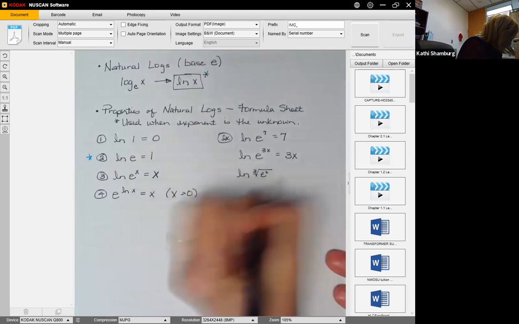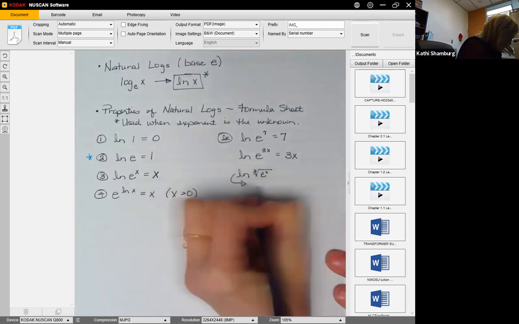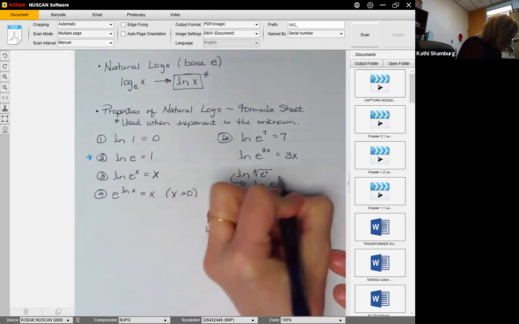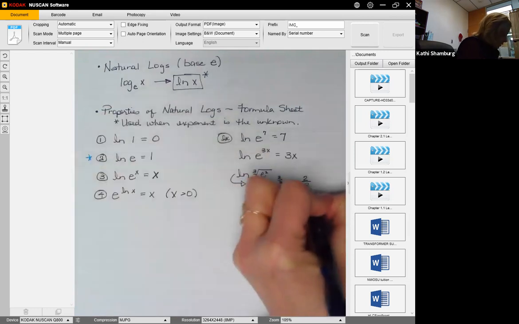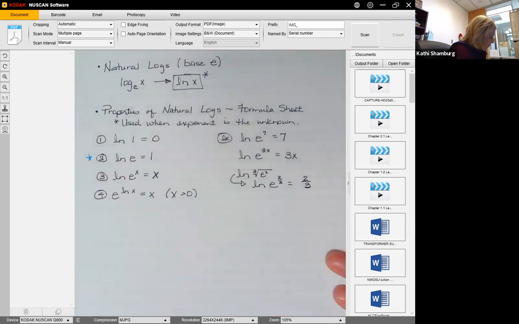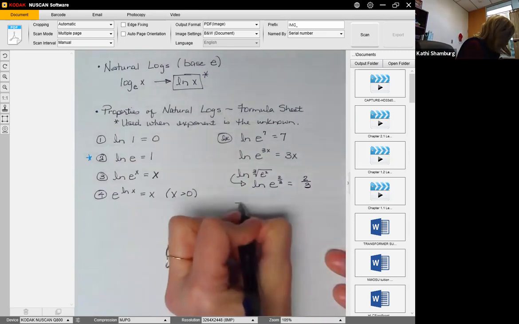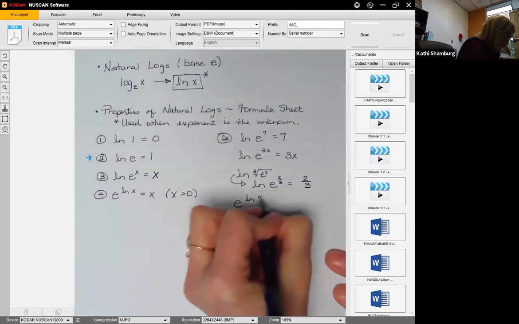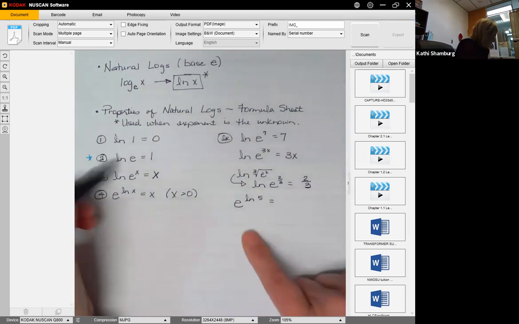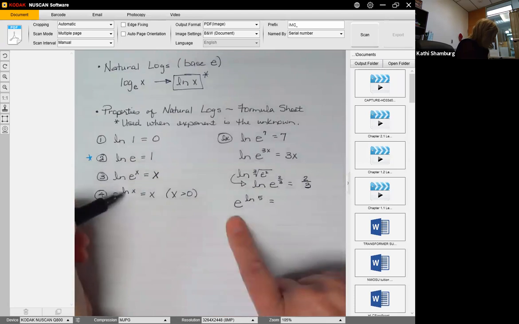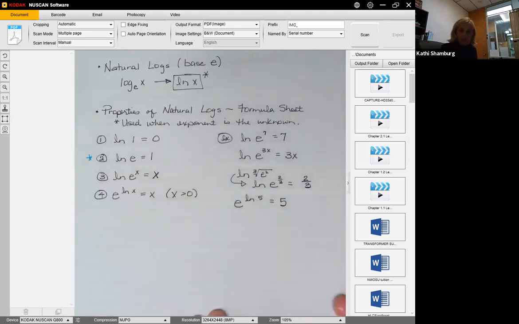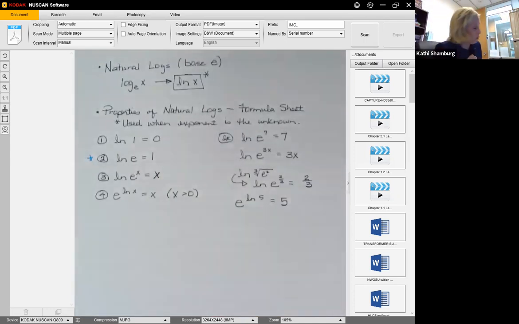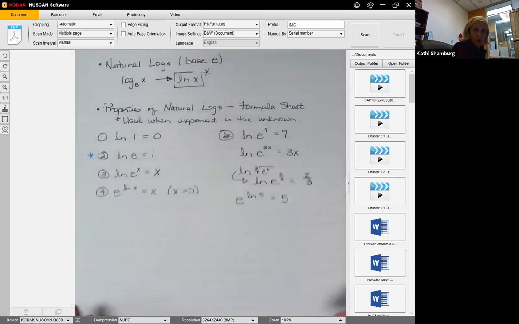So if you recall, we could rewrite this as the natural log of e to the 2/3. Then we can apply this same property, so it just equals 2/3. Let's see, e to the natural log of 5. So I come over here, e to the natural log of 5 equals x. My x is 5, so that just equals 5. So those are some very basic examples just to help you get familiar with those properties.